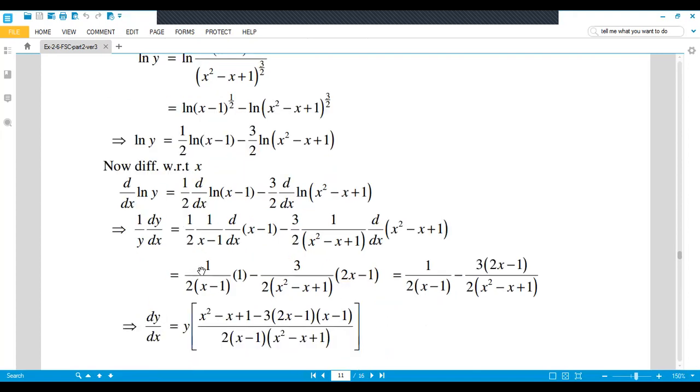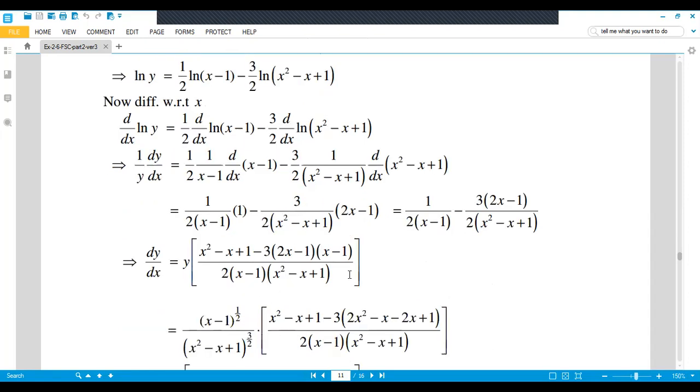So 1 over 2 into x minus 1, and the derivative of x is 1 and of 1 is 0. And here 3 divided by 2, over x square minus x plus 1, and the derivative of x square is 2x, minus the derivative of x which is minus 1, and of 1 is 0. So 1 over 2 into x minus 1 minus 3 into 2x minus 1 divided by 2 into x square minus x plus 1. Now you take the LCM. When you take the LCM, you will get this value.